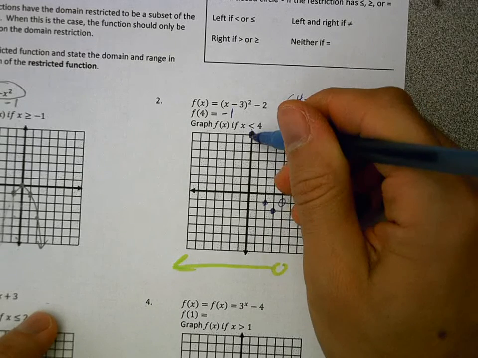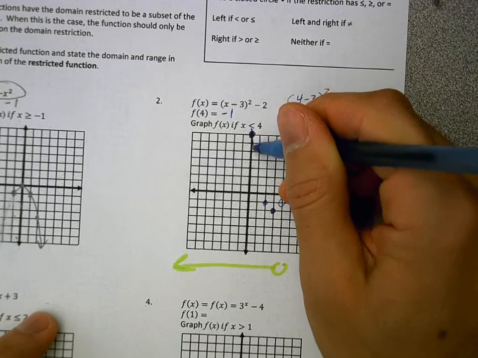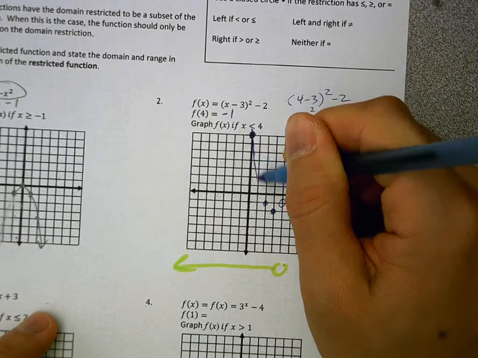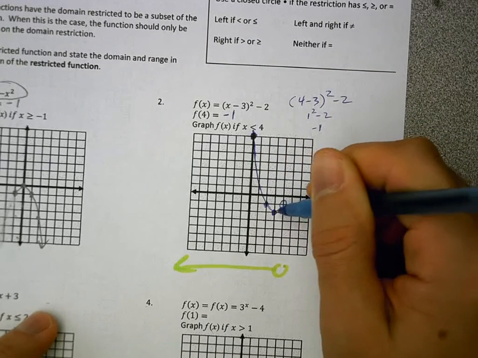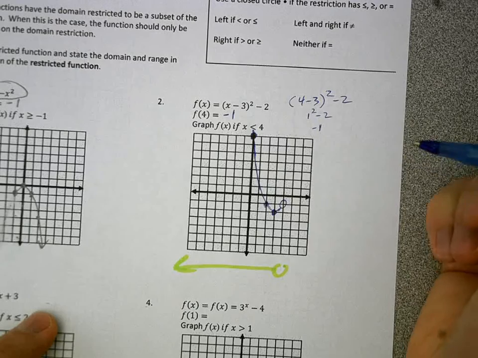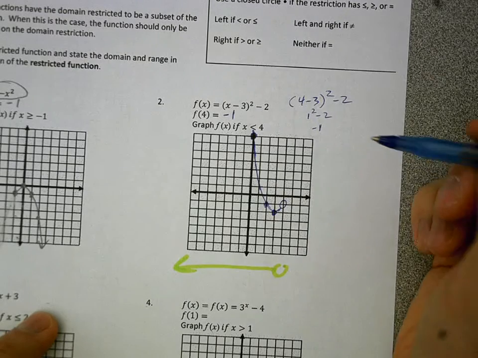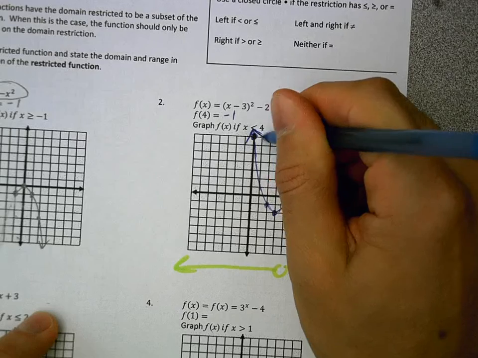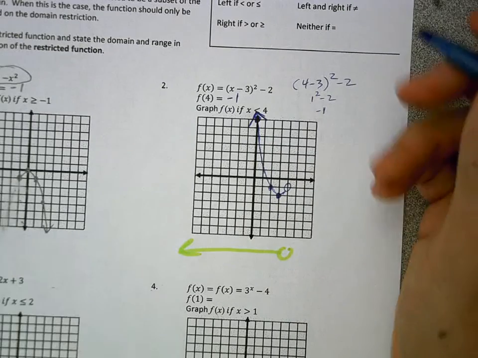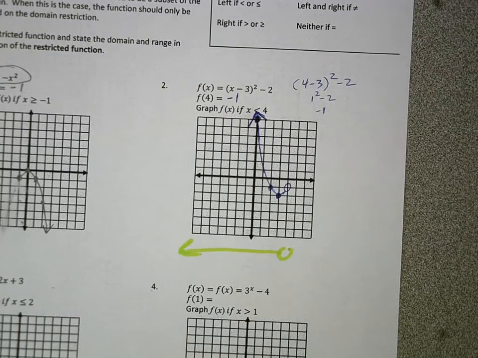But what I'm looking for here is your graph coming down, hitting the vertex, being a U shape, and stopping at +4. Do make an arrow at the top, you guys, to show that this does keep going. It does keep going to the left and up.